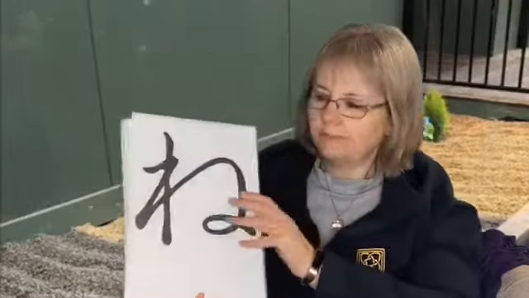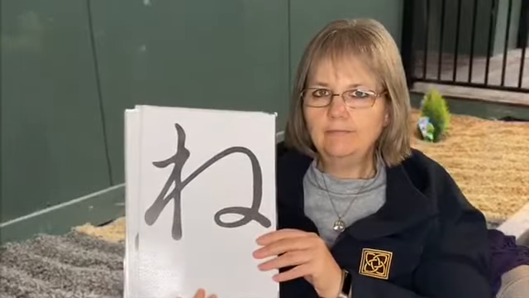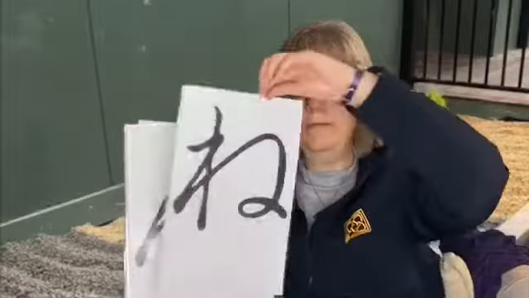I've got them in a different order than we would usually, ra, ri, ru, re, ro, wa, o, n, because we do have those ones that are very similar. So I'm going to show you those to begin with, and we'll run through them with stories. So the first one isn't even in that line. Nan desu ka? Ne for net with a hole in it.